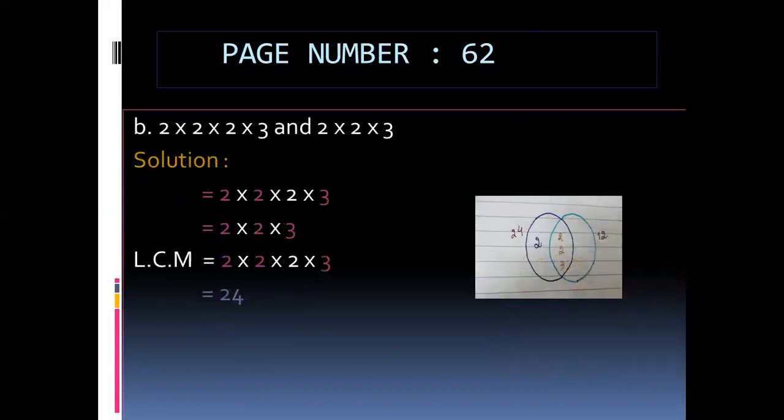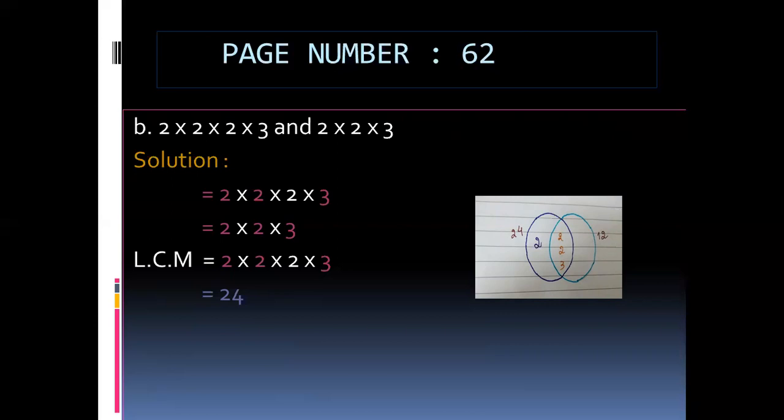Yes, in part B, 2 multiplied by 2 multiplied by 2 multiplied by 3. In the first set, three 2s and one 3 are there. And in the second set, 2 multiplied by 2 multiplied by 3. All the numbers in 2 multiplied by 2 multiplied by 3 are common.